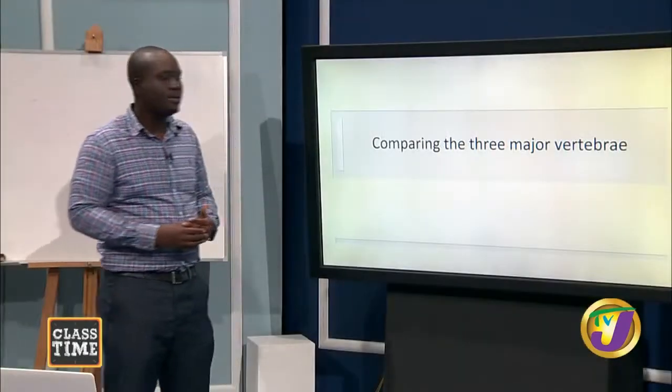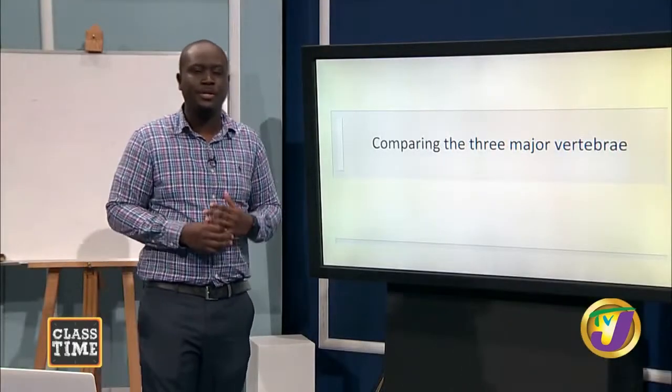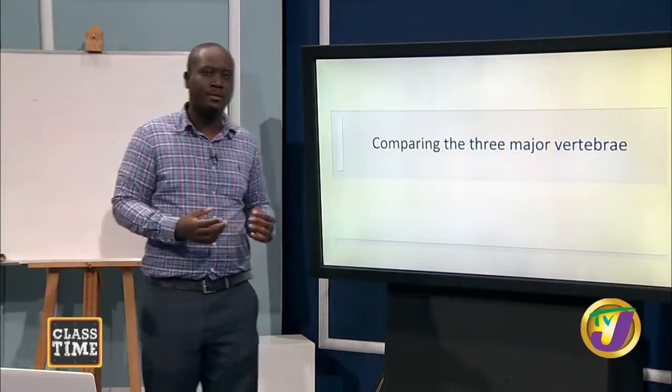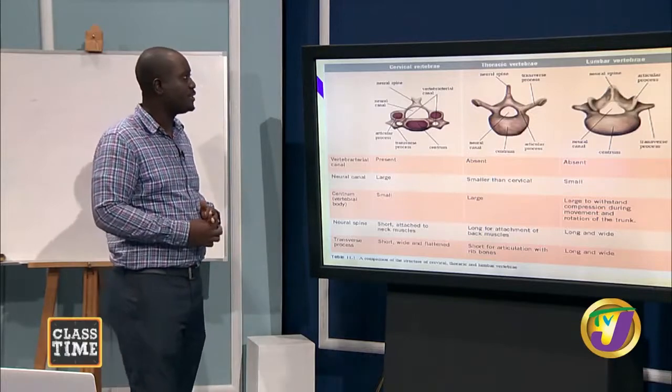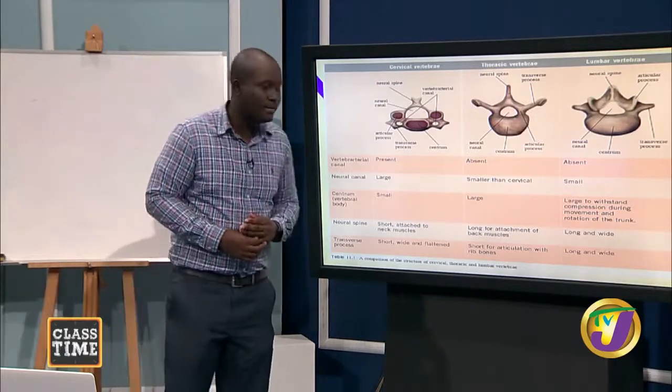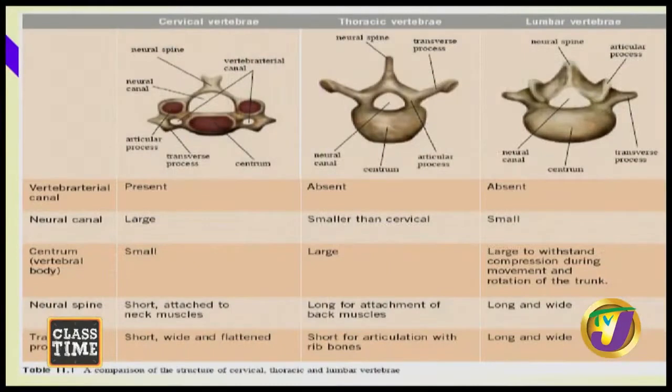So we're going to compare the 3 major vertebrae because you need to know how to distinguish between them. The 3 major vertebrae are the cervical, the thoracic, and the lumbar. You need to know how to distinguish between each because questions will come. They probably put a vertebra on the question paper, ask you to distinguish which one it is, and they may ask you to justify why you think that it is that vertebra.